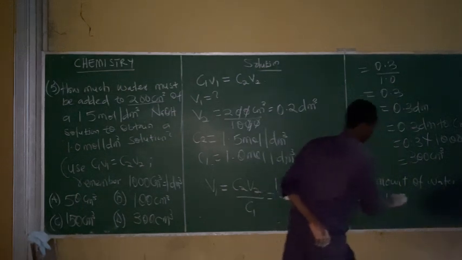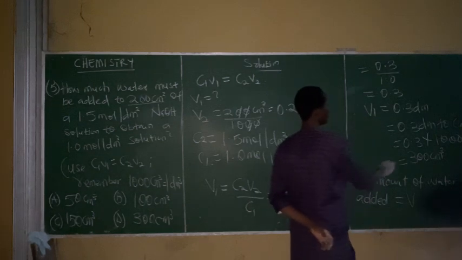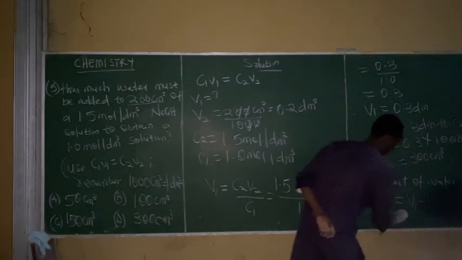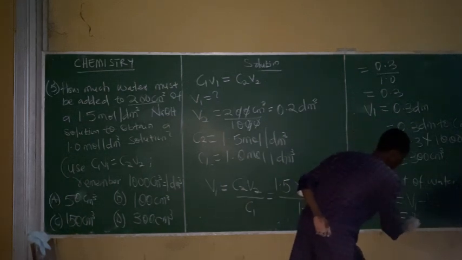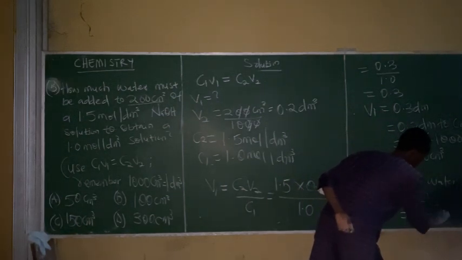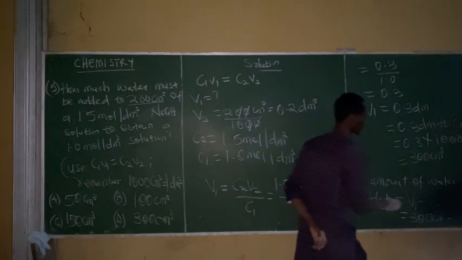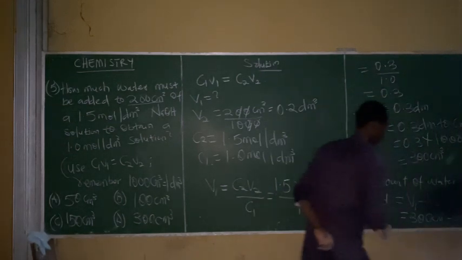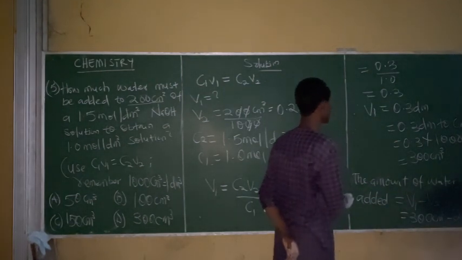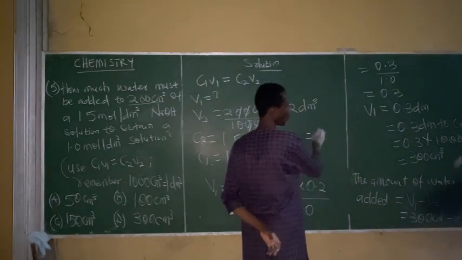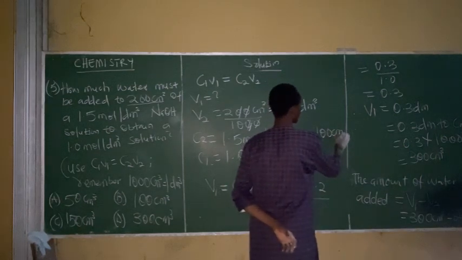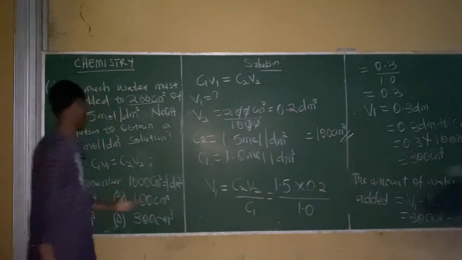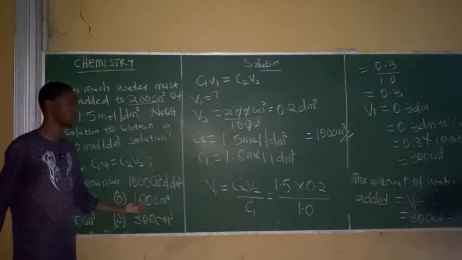is equal to V1 minus V2. Our V1 is 300 cm cube minus our V2, which is 200 cm cube. 300 minus 200 cm cube gives us 100 cm cube. Therefore, our final answer is option B, 100 cm cube.